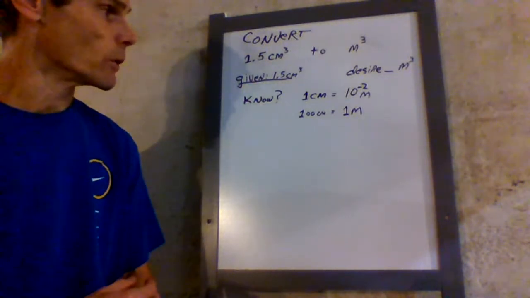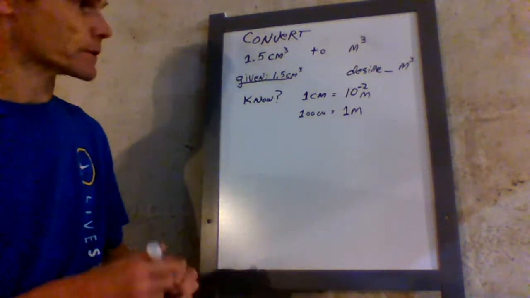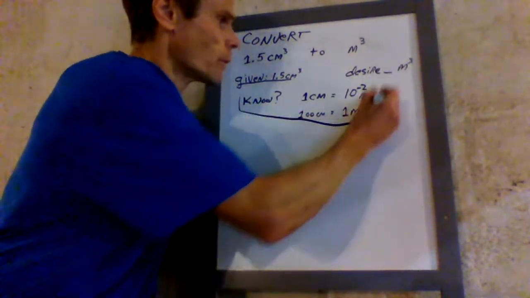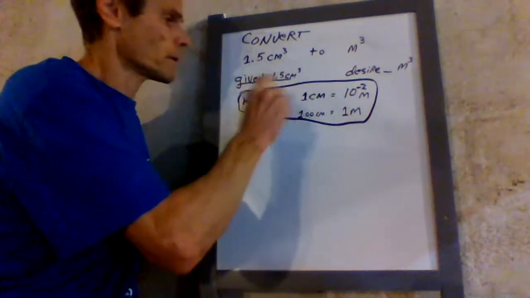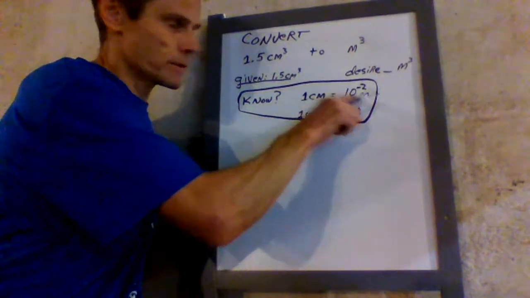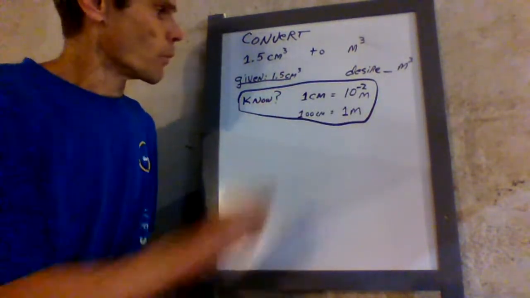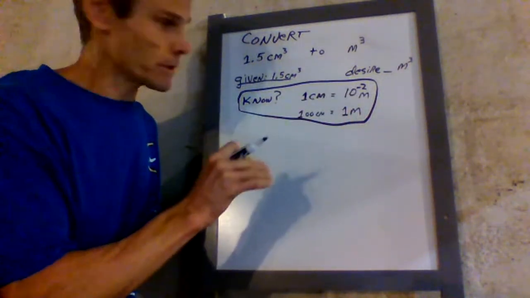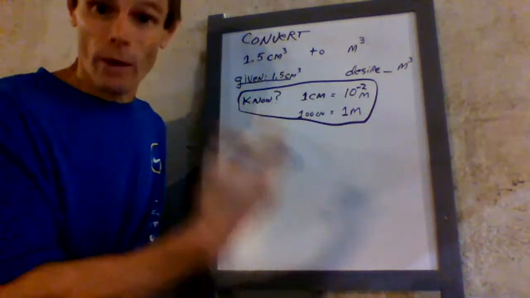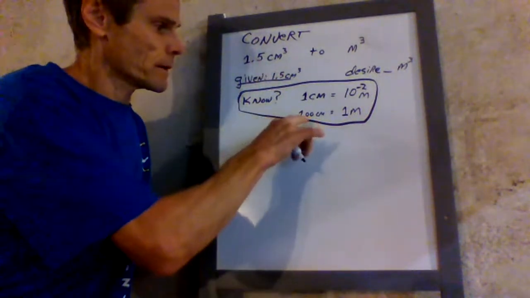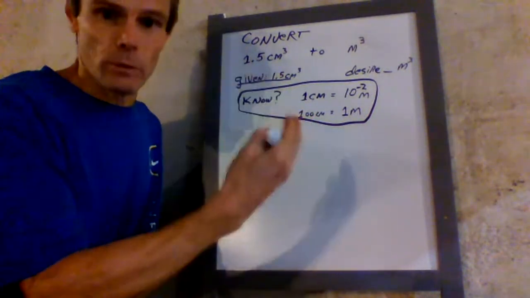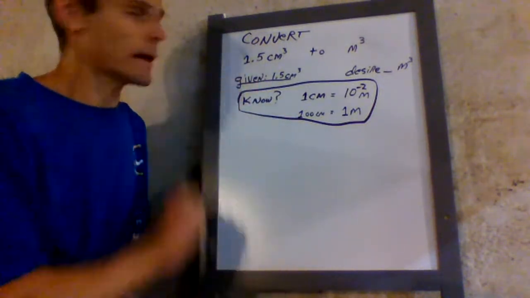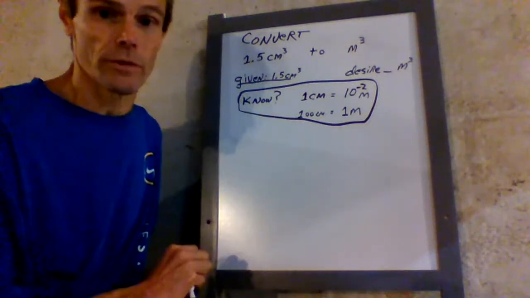Well, what we know, and there are two ways we can write this. Again, these are equivalent ways of representing how the centimeter is related to the meter. 1 centimeter is defined as 10 to the negative second meters. Or another way we could write this, an equivalent way, is 100 centimeters is equal to 1 meter. So either of these conversion factors can be used to help us solve this problem.